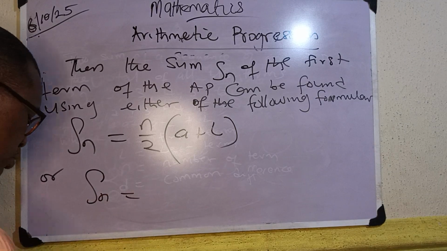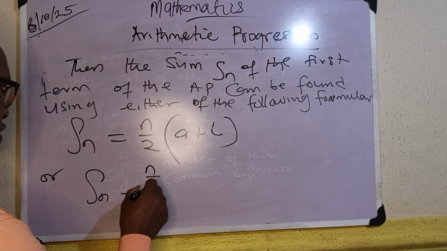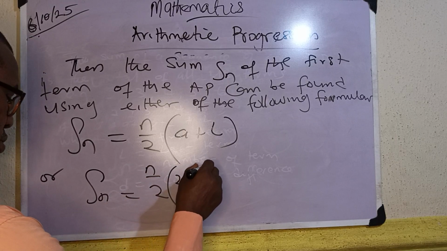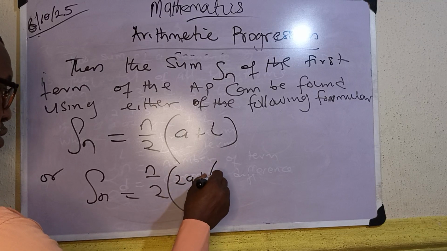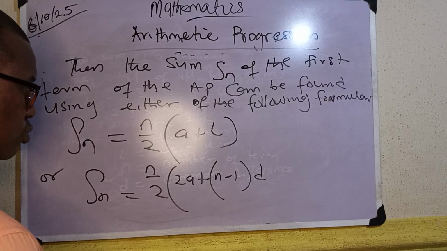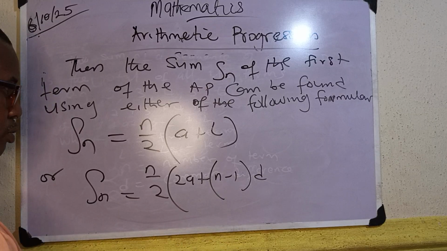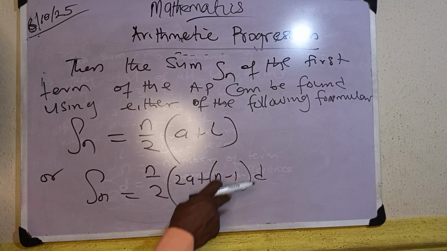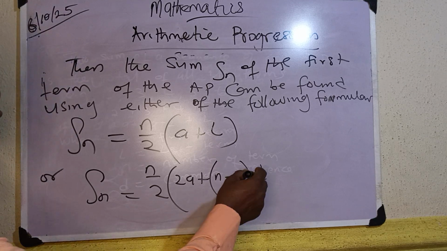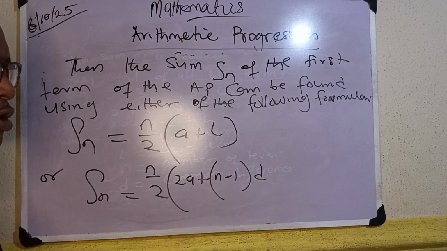Sn is equal to n over 2, bracket open, 2a plus bracket open n minus 1 d. This is the other formula we can use when we are not given the last term but we are given the common difference. Is that okay? In case you have any question, you may ask in your comment section.